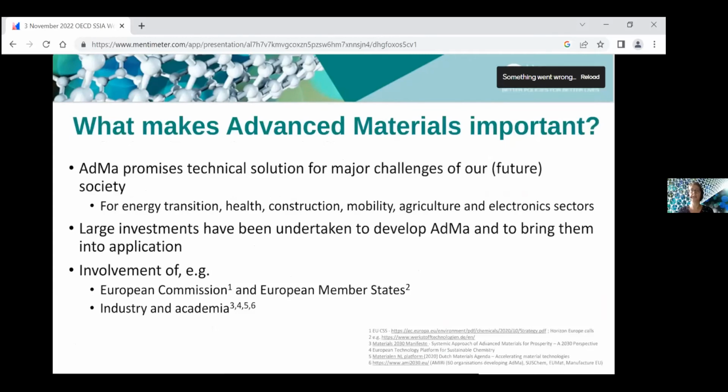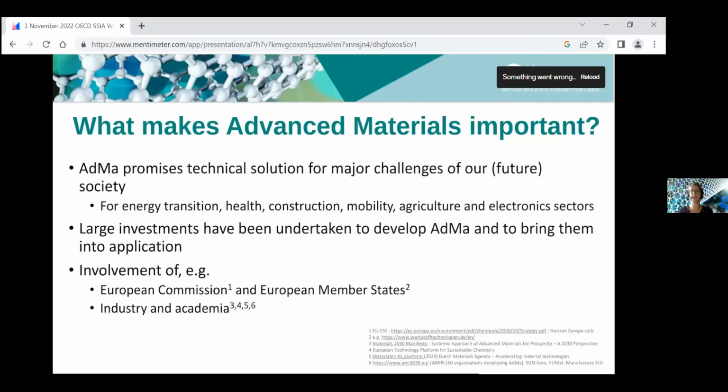Advanced materials promise technical solutions for major challenges of our society at the moment, but also in future. For instance, to meet the Sustainable Development Goals of the United Nations. So advanced materials provide promises for energy transition, for healthcare, but also construction that needs less resource consumption, clean mobility, sustainable agriculture, but also digitalization.